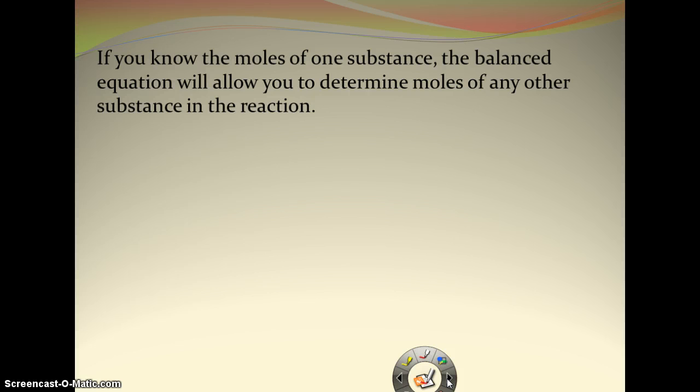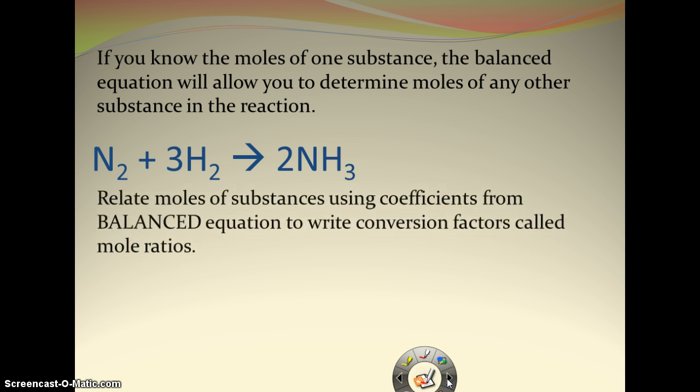So if you know the moles of one substance, using a balanced equation will let you figure out how many moles of any other substance in the reaction you would either need or you would yield. So if we look at our nitrogen-hydrogen reaction, this is also called the Haber process. 1 mole of nitrogen plus 3 moles of hydrogen is going to give us 2 moles of ammonia.